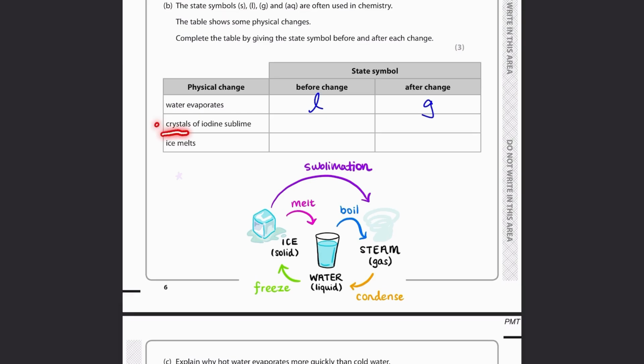Next one, crystals of iodine. Okay, what is the state of crystals? Crystal, solid, liquid, or gas? Solid, right? And if it's sublime, when a solid does sublimation, what has it turned into? It's turned into a gas. So this is from solid to gas directly. That's what sublime means, this word. And finally, ice melts. Ice, is that solid, liquid, or gas? Ice. That's solid. And when it melts, it turns into a liquid, which is water.